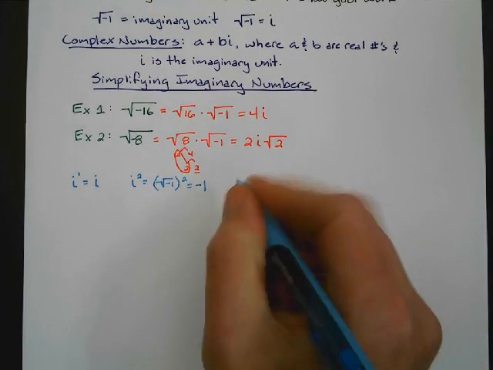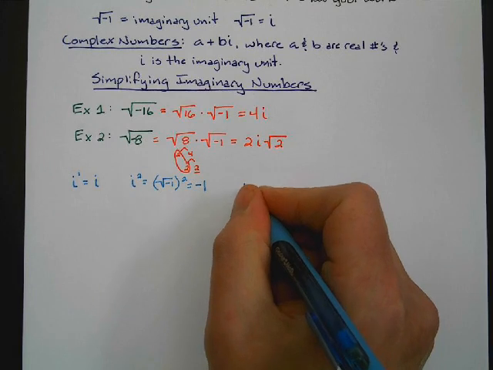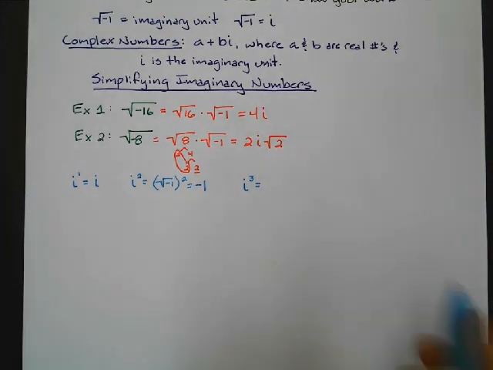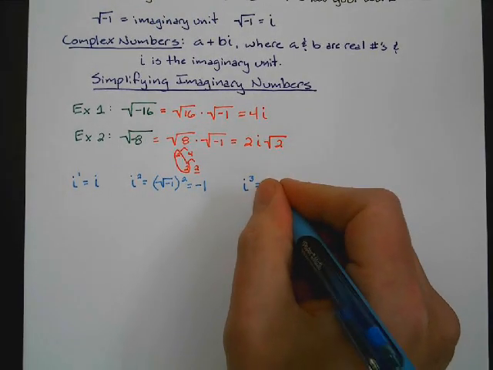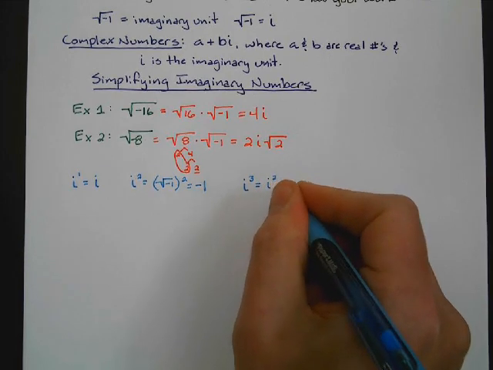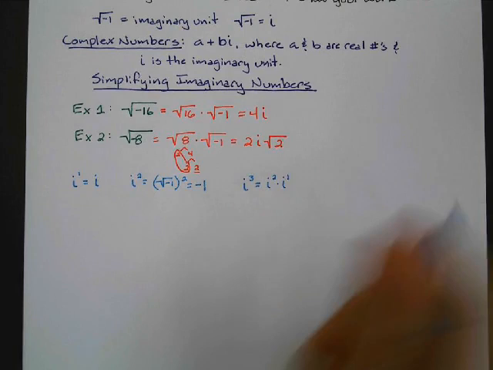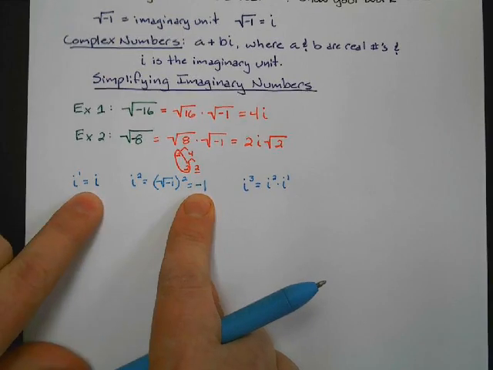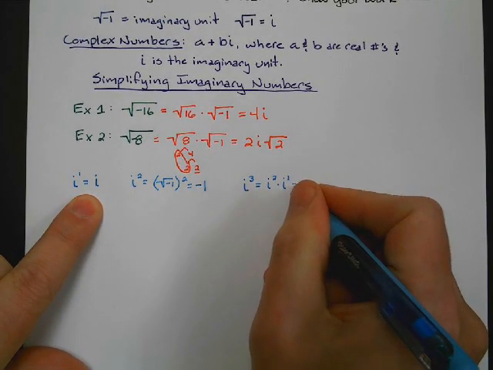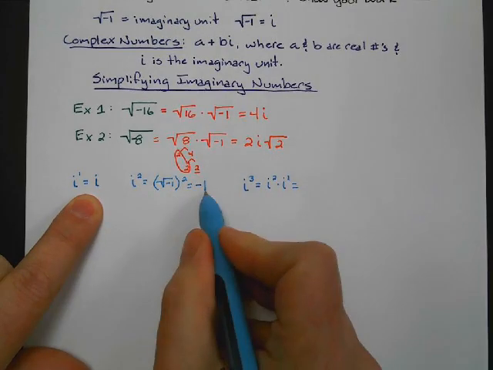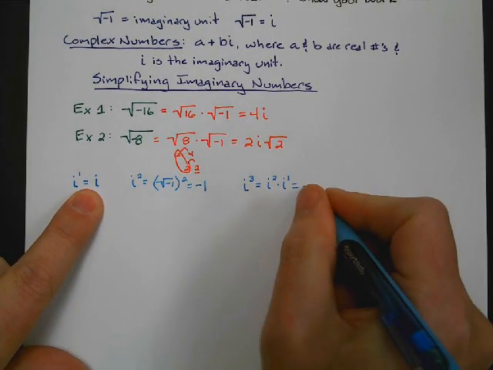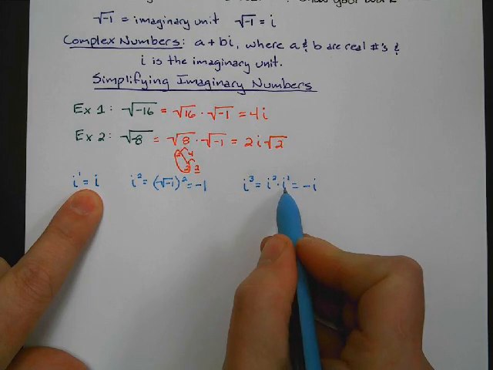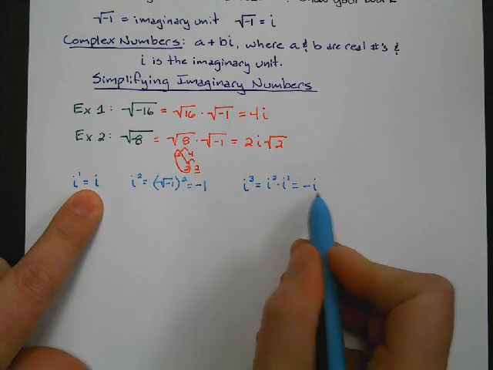Now let's look at i to the third power. i to the third power can be rewritten as i squared times i, or i to the first. And we already said that i squared was negative 1, and i to the first is i. So i to the third can be reduced to negative 1 i, or just negative i. The i squared became negative 1, and the i to the first just stayed i. So i to the third is always negative i.